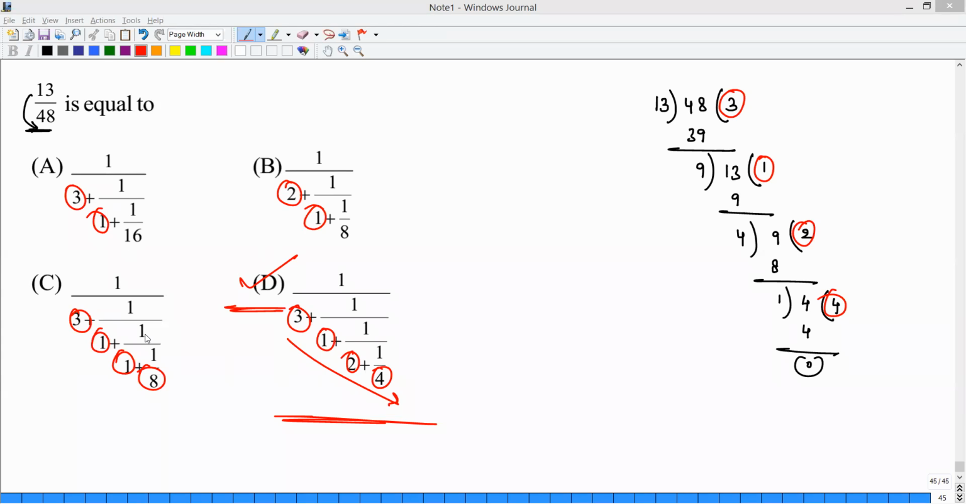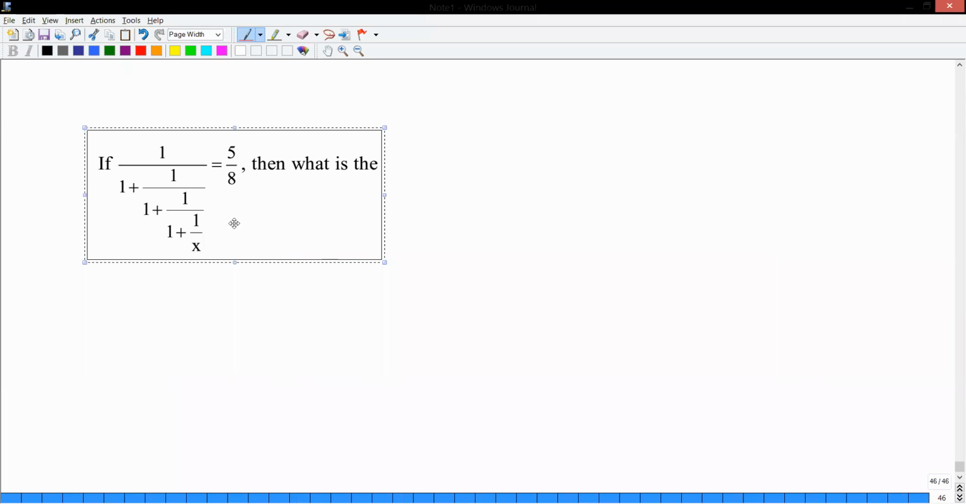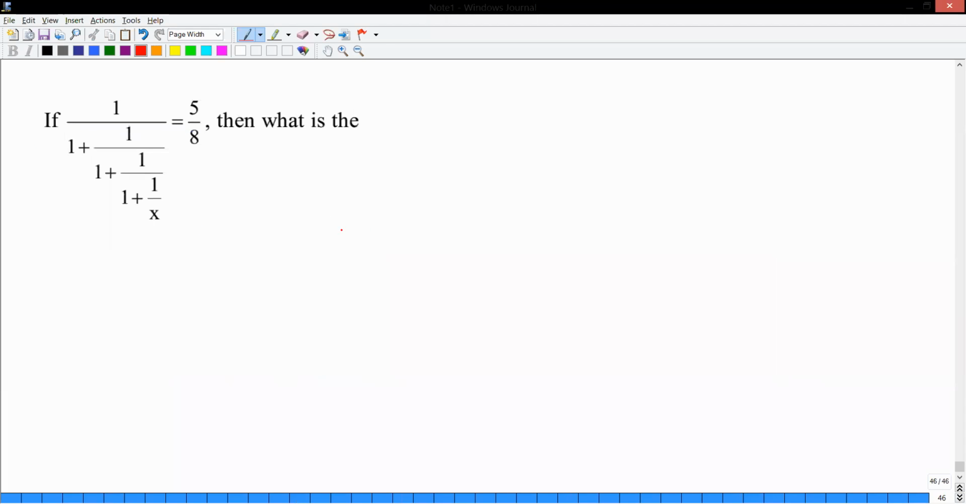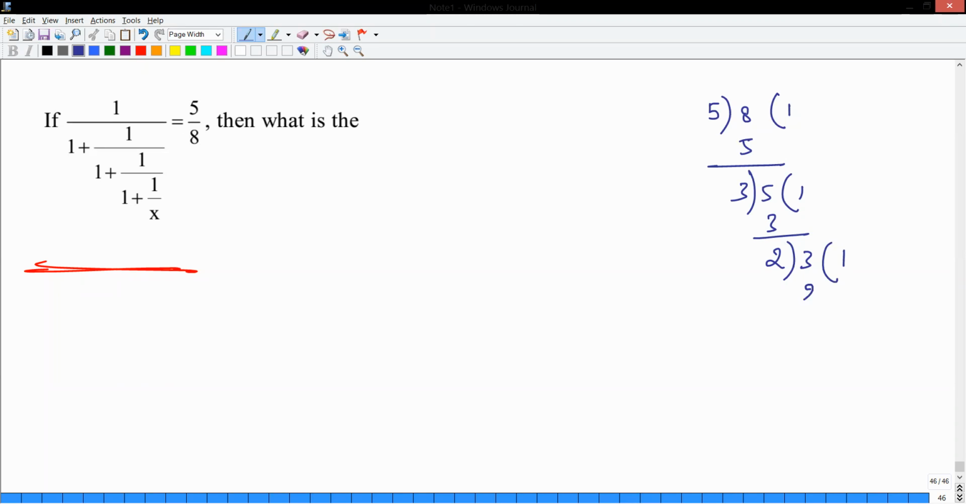Look at the question asked. What is the value of x? The quotient should be 1, 1, 1, 2. So the answer 1, 1, 1. Then finally it is 2.